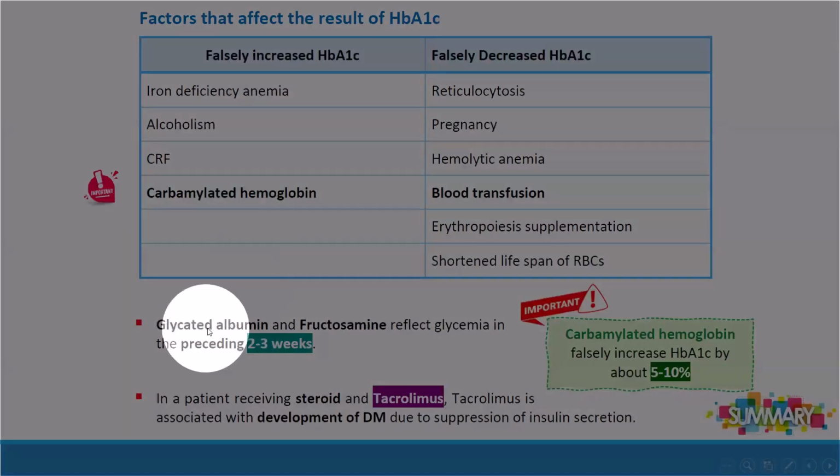Don't forget that glycated albumin and fructosamine reflect glycemia in the preceding 2 to 3 weeks, but hemoglobin A1C reflects glycemia in the previous 3 months. This was a question in the previous exam.